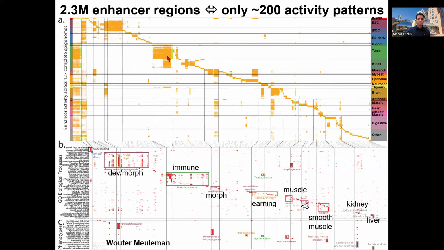And you can also start saying, if I take unbiased clustering of 2.3 million of these regions based on their activity across 127 epigenomes, and I take these vectors of activity and I cluster them together, okay? So for every region of the genome that lights up as an enhancer in any cell type, I can get a vector for how enhancer-like it is across all 127 cell types. Is everybody with me here? So that's just building the vector of activity, and the vector is simply 127 cell types long.